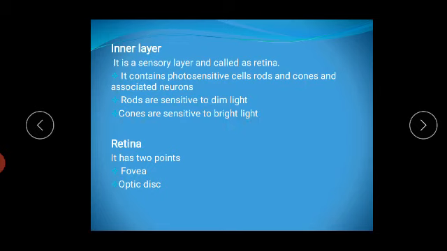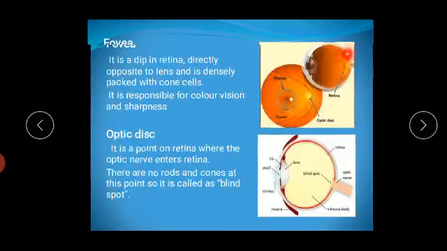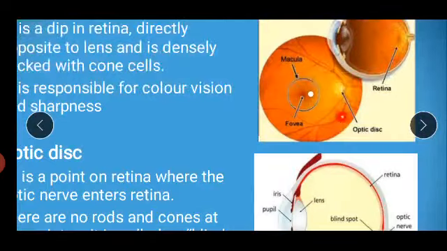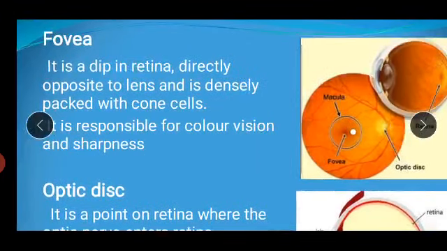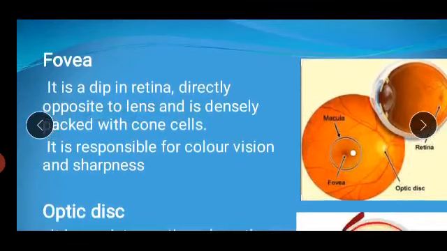Now we will see what is the retina. It has 2 points: fovea and optic disc. Students, this diagram just shows the retina. Here is the third layer, retina, and you can see from this diagram what is the fovea. It is a dip in the retina directly opposite to the lens and is densely packed with cone cells.